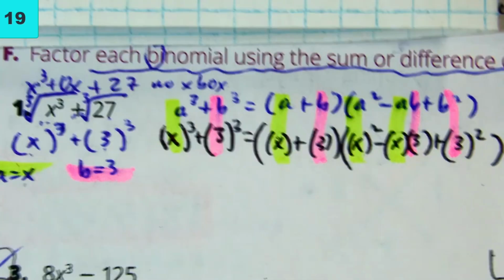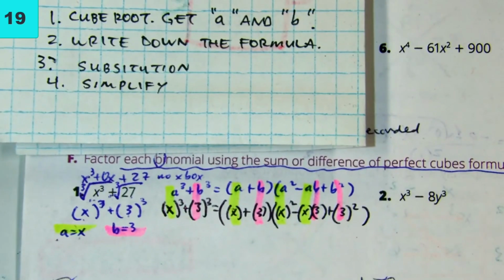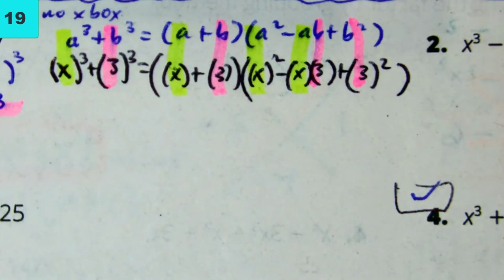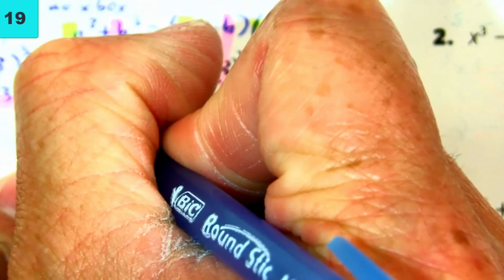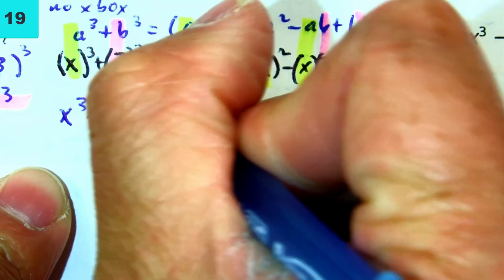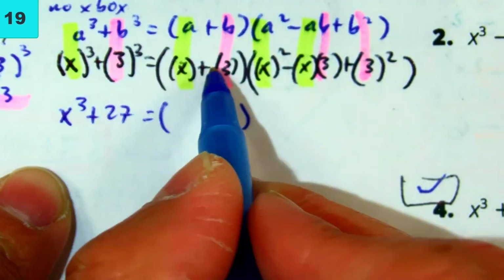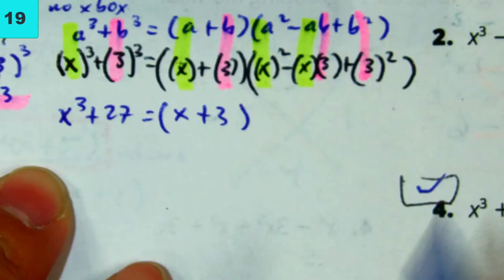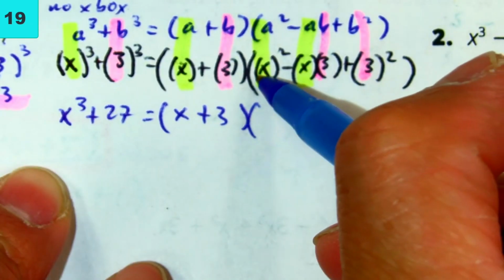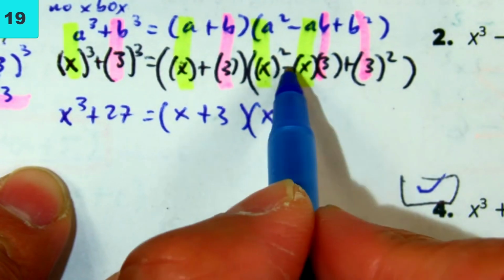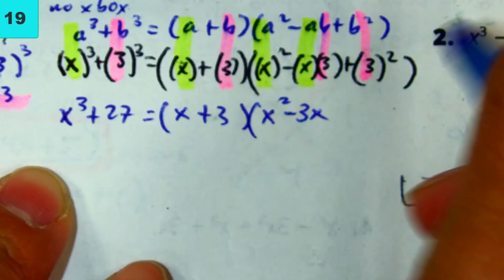So we did step number 1, get the cube root, get A and B. Number 2, write down the formula. We just did our substitution, and lastly we're going to simplify. Let's go ahead and simplify that. We already know that x cubed, x to the third power, is just x times x times x. 3 to the third power is 27. Here my binomial is going to read just x plus 3. Here we have x squared, so that's just going to be x squared. X times 3 is 3x, and the opposite of that is going to be negative. And then 3 squared is going to be 9.